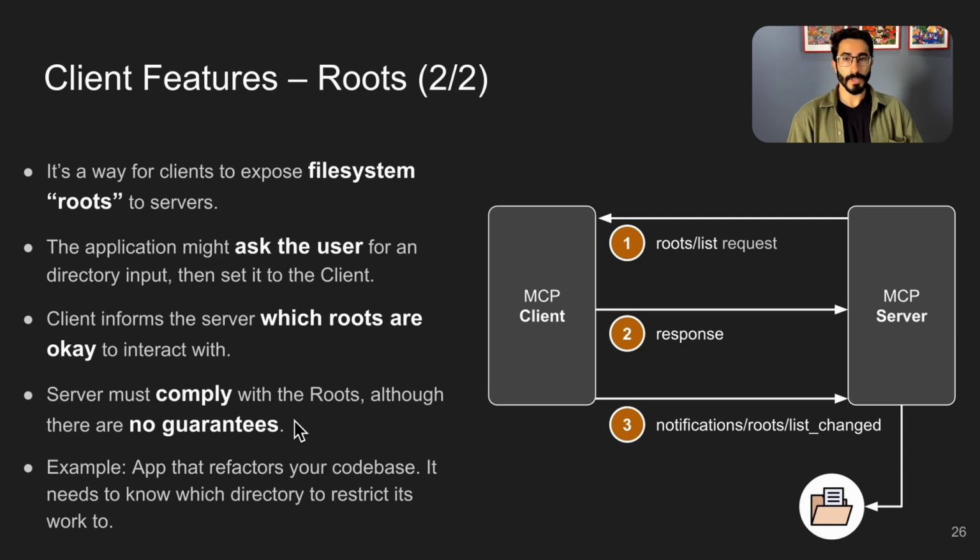An example is an app that refactors our code base. The client can let the server know what's the root directory it should operate on. There's also a special message type, which is a notification that the server can learn about any changes to the list of roots. There's also a similar notification for tools and resources, which we're going to cover in a little bit.